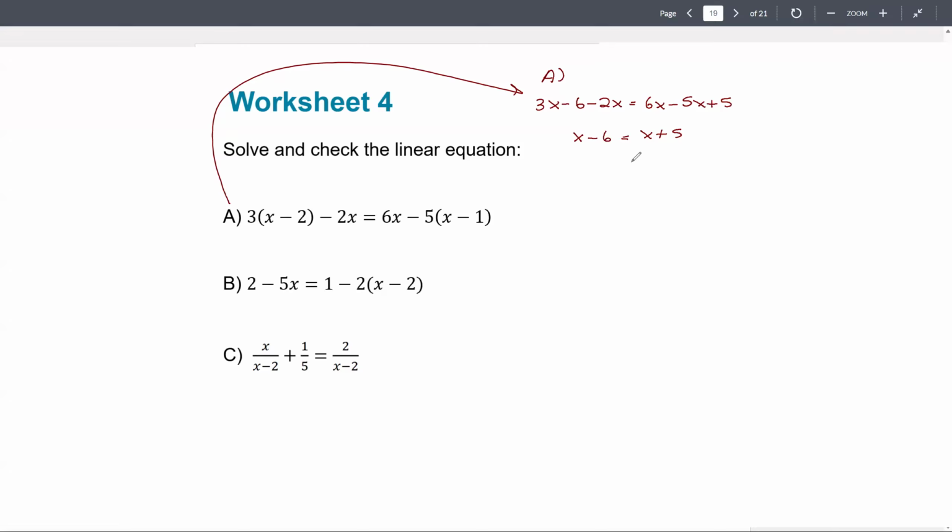So from here, you probably already can see, I'm going to keep going. So plus 6 is going to give me x equals x plus 11. I'm going to subtract x from both sides, and I get 0 equals 11. So 0 cannot be equal to 11. That doesn't make any sense. So we have an inconsistent equation. And like I said, that just means we have no solutions.